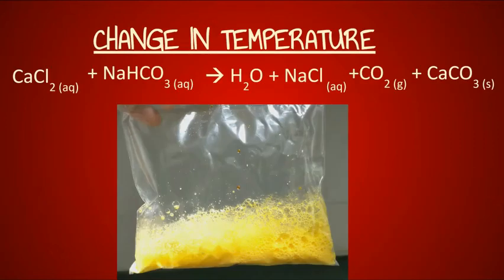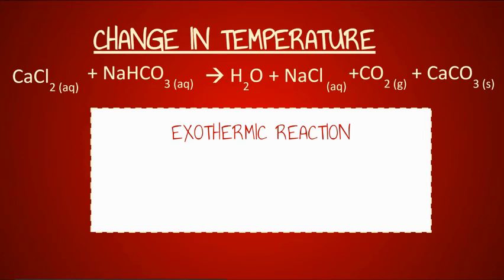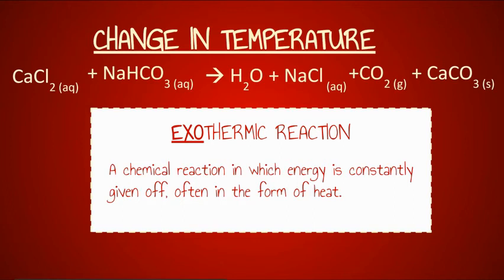We will. The next one that we're looking at is a change in temperature. When you felt the bottom of that bag, you probably felt a little warmth in it, right? So this is called an exothermic reaction. Exothermic. Exo meaning out, right? Thermic meaning heat. So an exothermic reaction is a chemical reaction in which energy is constantly given off, normally in the form of heat, which it is here.